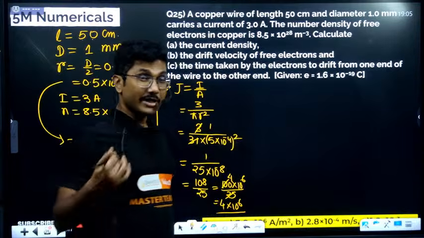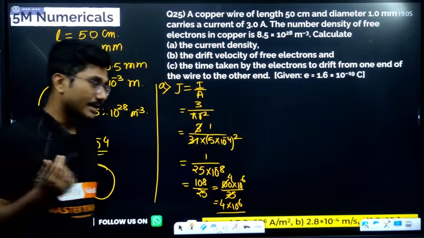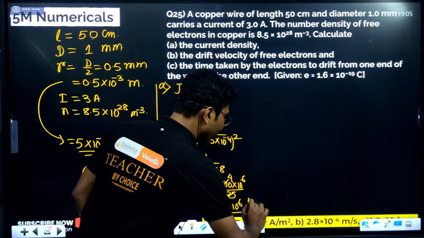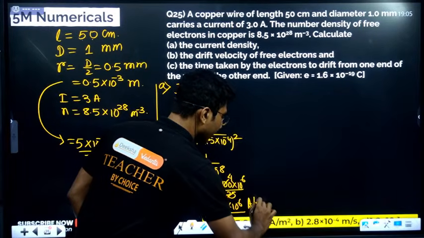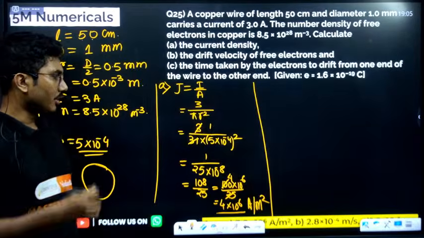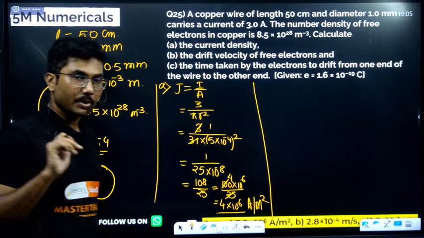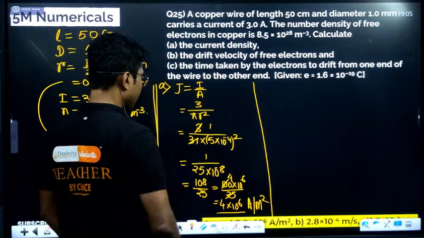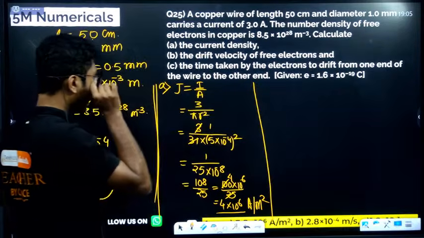What is the unit of electric current density? Ampere per meter square. Very important. Without the unit, you will not get marks. So make sure you write the units properly. So the first step is done. Current density is calculated.